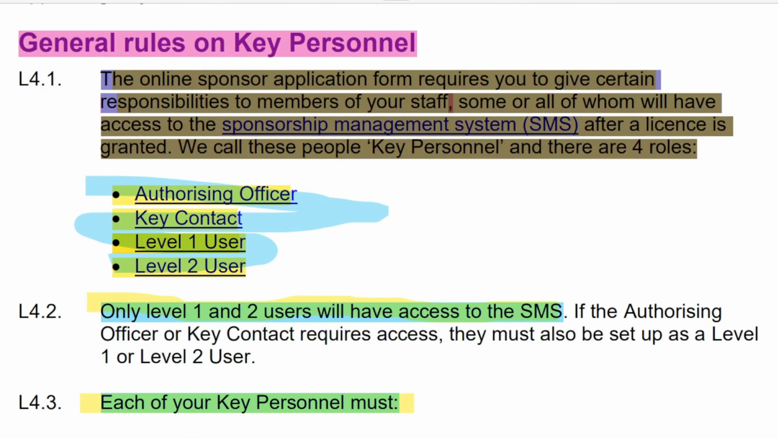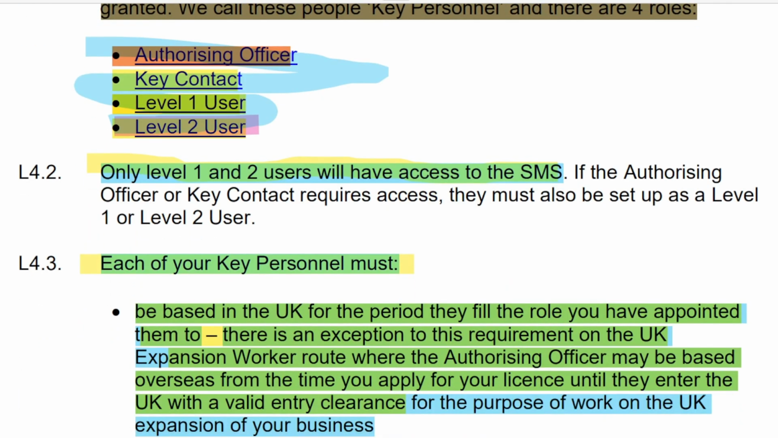So there are 4 roles, and you need to decide who will run the sponsorship management system, which is also known as SMS. So number 1 is authorizing officer, number 2 is key contact, number 3 is level 1 user, and number 4 is level 2 user. So this is all we will discuss further step by step.